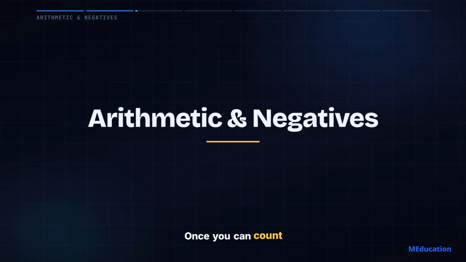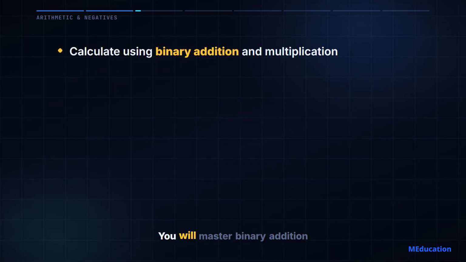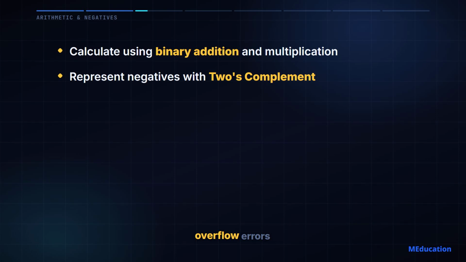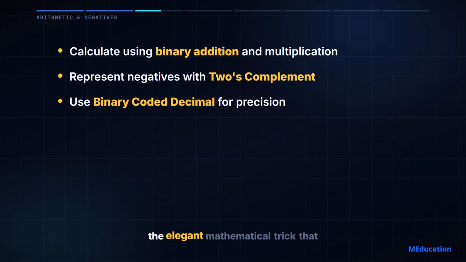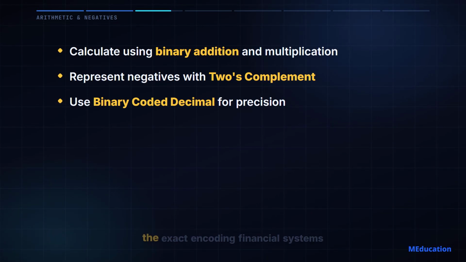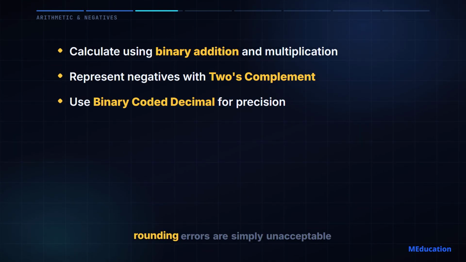Once you can count, you need to calculate. You will master binary addition, multiplication, and how to spot overflow errors. But how do you store a negative number when you only have ones and zeros? You will learn 2's complement, the elegant mathematical trick that makes hardware subtraction possible. We will also cover binary coded decimal, the exact encoding financial systems and digital displays demand when rounding errors are simply unacceptable.